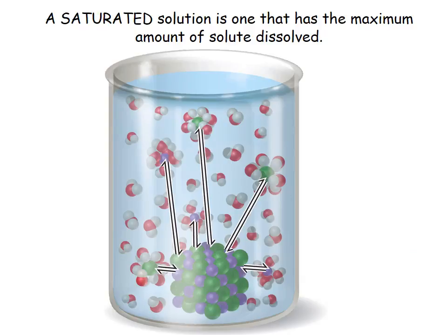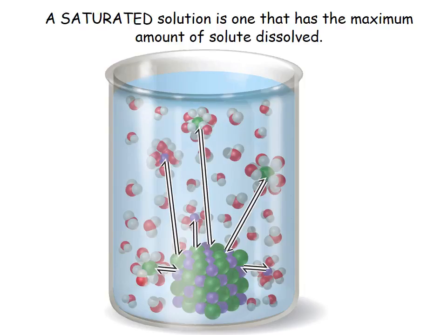A couple of other definitions I wanted to mention before we finish, and that is a saturated solution is one that has the maximum amount of solute dissolved. So you can't dissolve any more. So of course if I put sodium chloride in a beaker of water and I mix it up and it dissolves, and then I add more and I mix it up and it dissolves, and I add more and I mix it up and it dissolves, eventually I'll get to a point where I can't add any more sodium chloride. That would be a saturated solution.